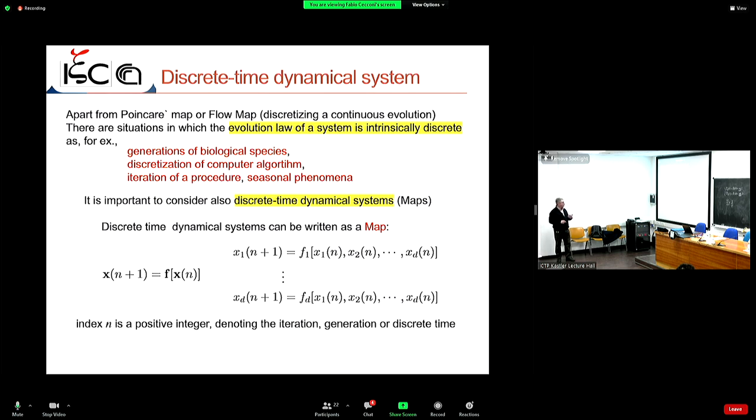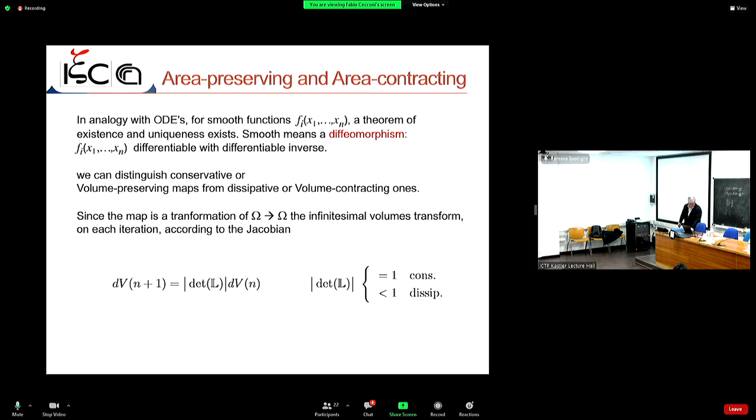Even algorithms on computers are generally discrete. If you want to integrate, for example, a differential equation, you end up with a map on the computer. The iteration procedures of computer science are discrete maps. Also seasonal phenomena that repeat, for example, are distributed over days. You can decide that the day is your measure of time step. Then n is an integer, denoting the iteration, the generation, or the discrete time in general. Nothing difficult.